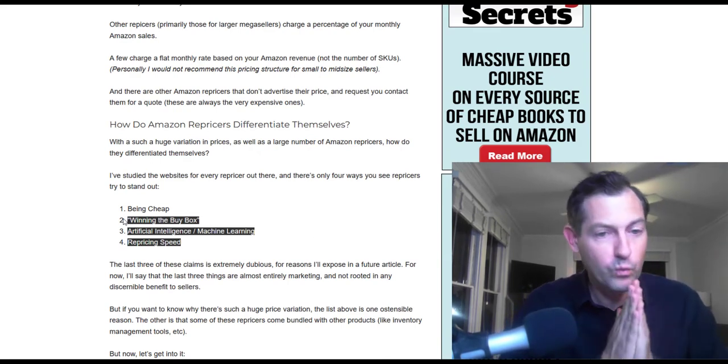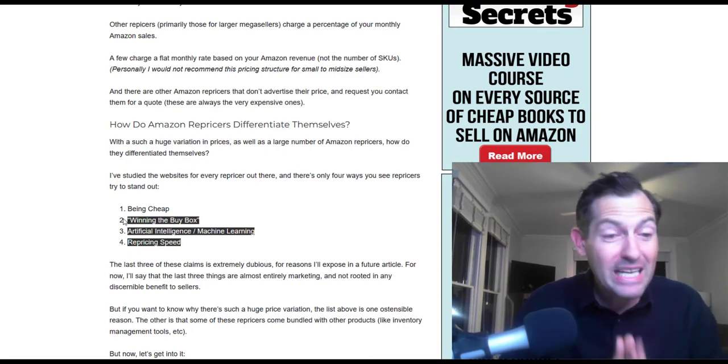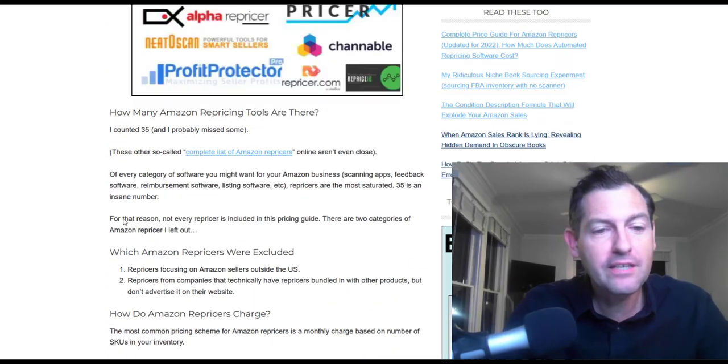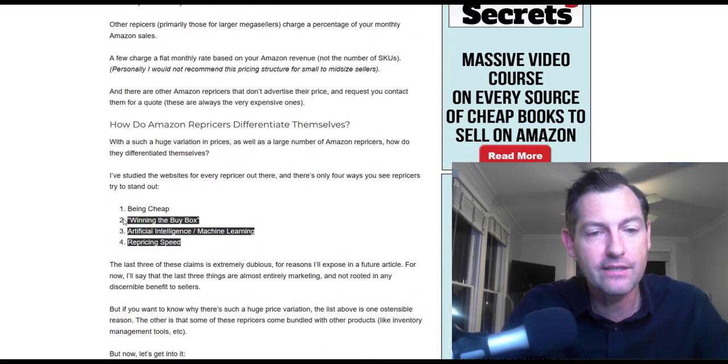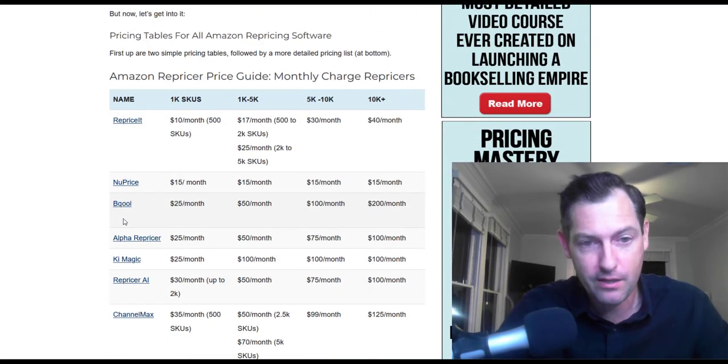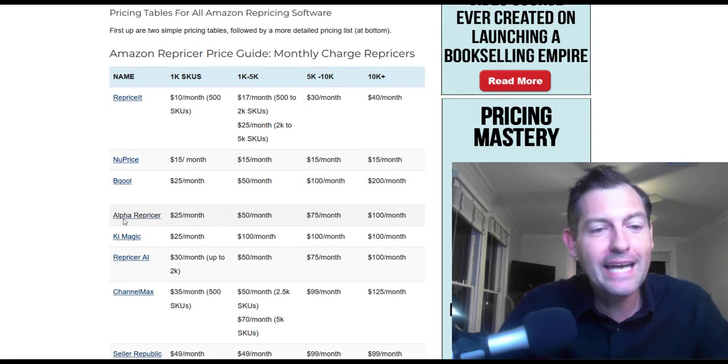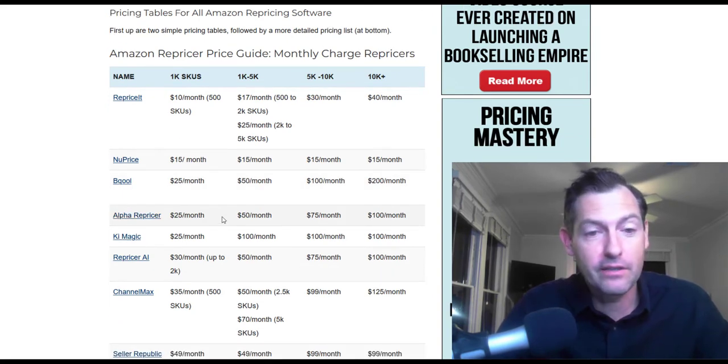Next thing I learned researching this article was that many of these repricing tools, and this is number 4, many of them are out of business. And I shouldn't say many. I think there were 6 that I contacted that literally did not respond. And so I can only take that to mean that they're out of business.